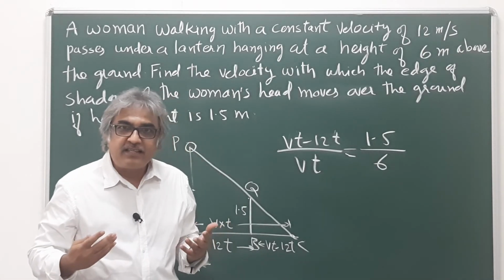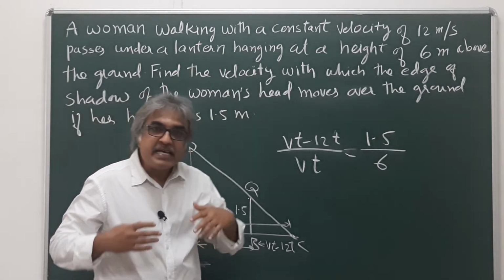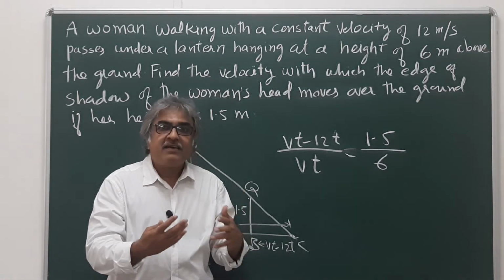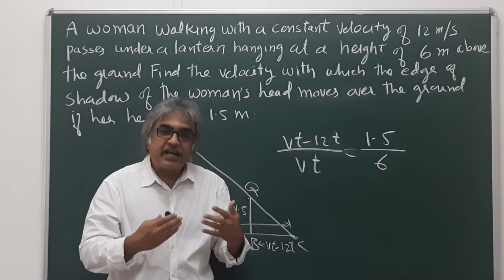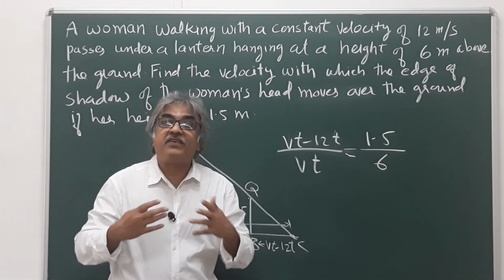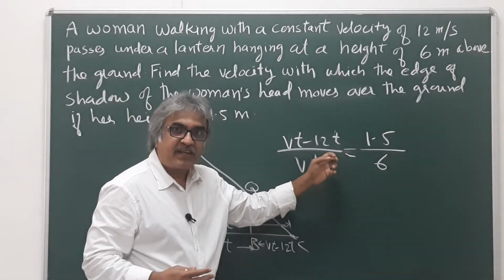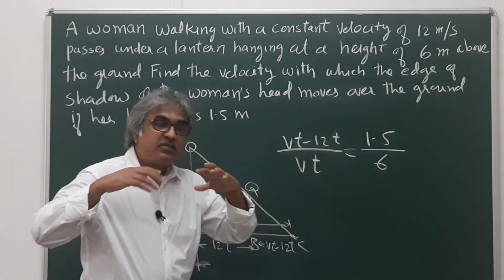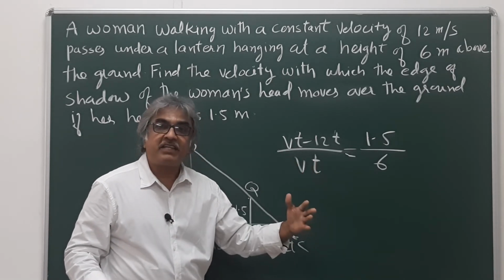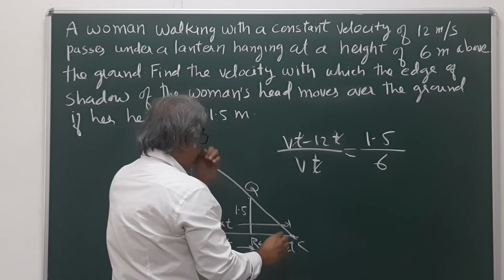Is it a constant? Because the woman is moving with constant velocity, is the shadow also moving with constant velocity? You can see that if you get the value of velocity as a constant and not as a function of t. And you can see here that t is going to get cancelled. That means the value of v is a constant. So the shadow is also moving with a constant velocity.